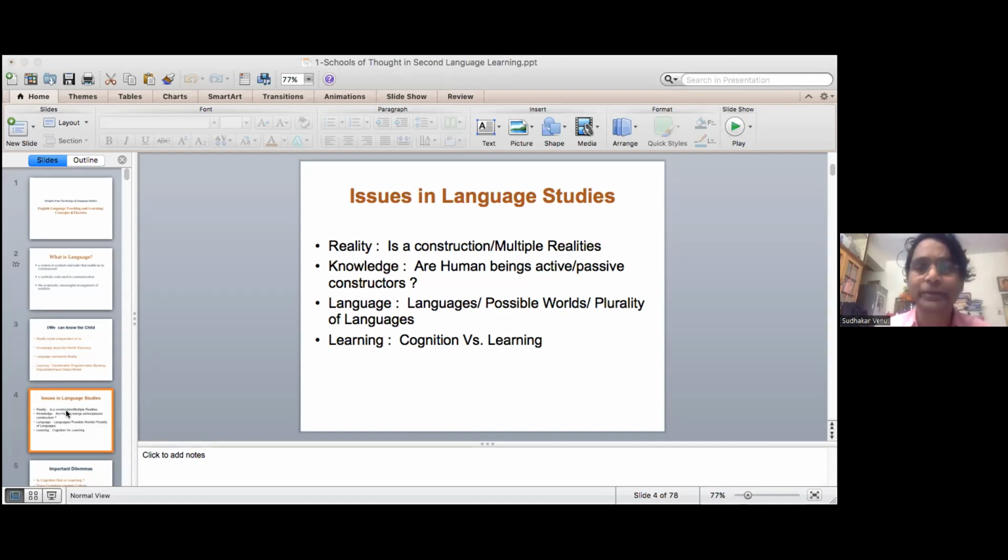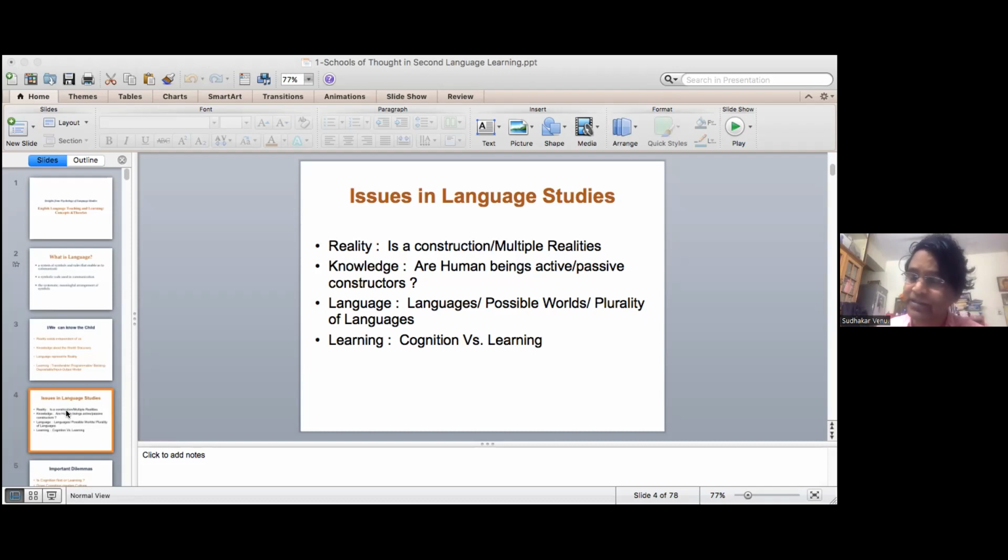Friends, we have multiple languages. But the question is, do multiple languages represent multiple worlds, multiple realities? Each language has its own construction of reality. A language constructs reality, constructs its own world. The world constructed by a particular language, by the speakers of a language, is it different from the world or reality constructed by other speakers?